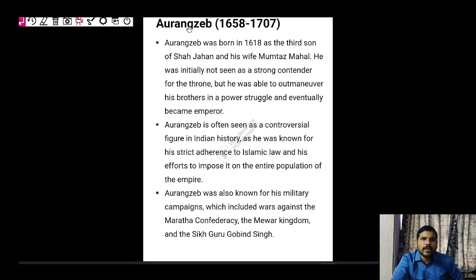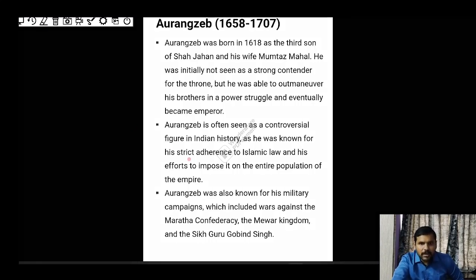There was a power struggle, and he was able to subdue everyone else and become emperor. He was also a strict adherent of Islamic law. Because of that, he was not very popular with the masses, because the masses were mostly Hindu, and he tried to apply strict Sharia law, and he also imposed jizya. Jizya is the tax which the non-Muslims have to pay in order to follow their religion.